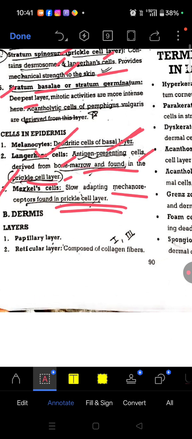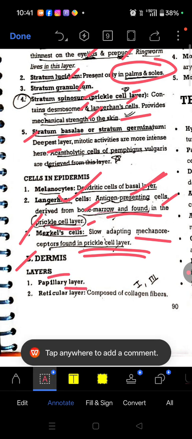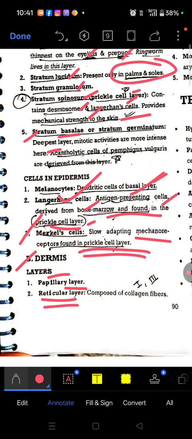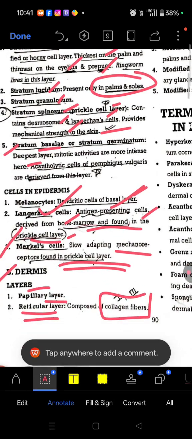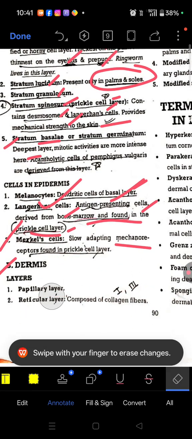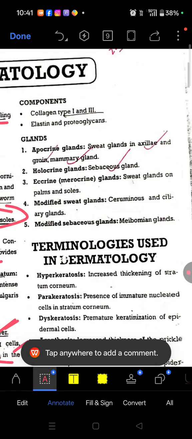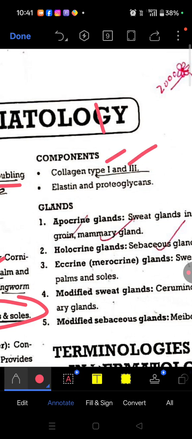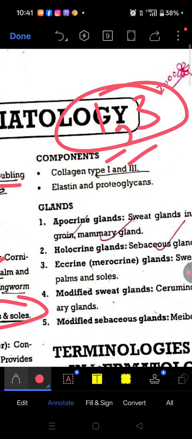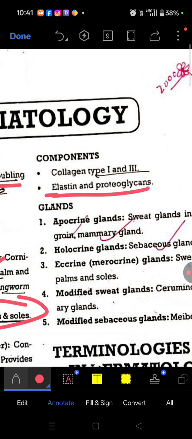Now next important structure in the skin is dermis. Dermis consists of 2 layers, papillary layer and reticular layer. Reticular layer is composed of collagen fibers, and which type of collagen? Mainly type 1 and type 3. Also in dermis, elastin and proteoglycans are found.